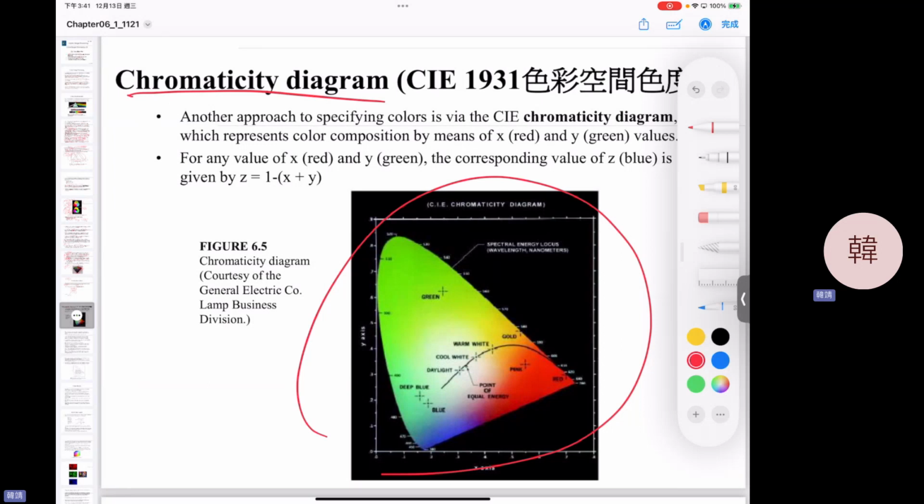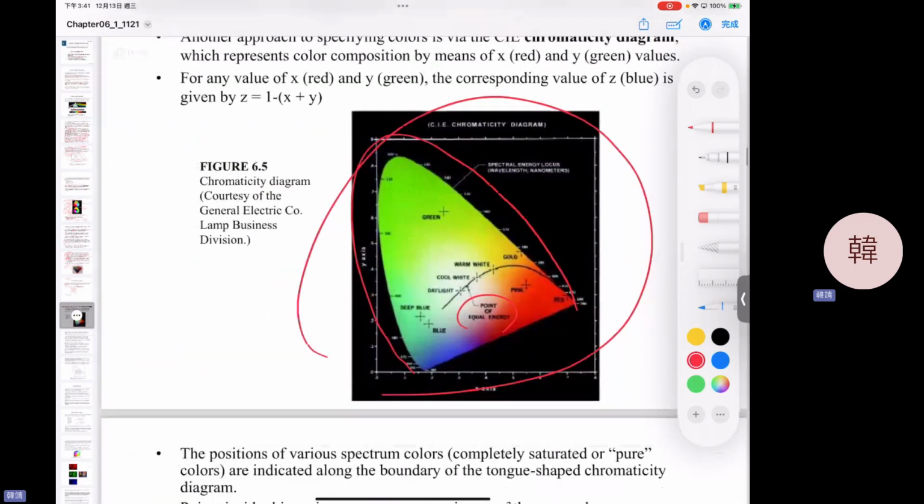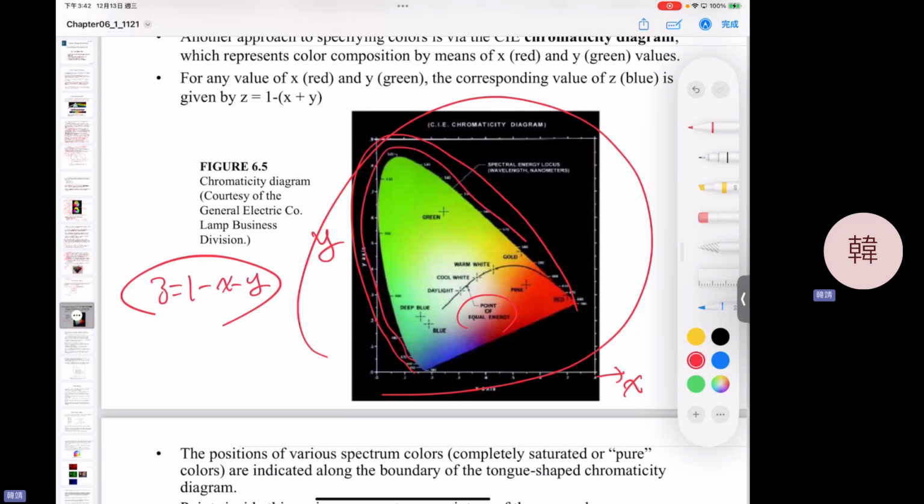You can see at the corner, at the surrounding, it is a fully saturated color, and in the center there's a point of equal energy. The x axis is the tri-stimulus coefficient x, and this is y. So z can be calculated by 1 minus x minus y. This CIE diagram is very useful. You can see every color there. The border of the tongue shape is the fully saturated color.